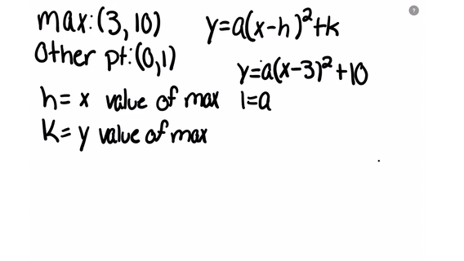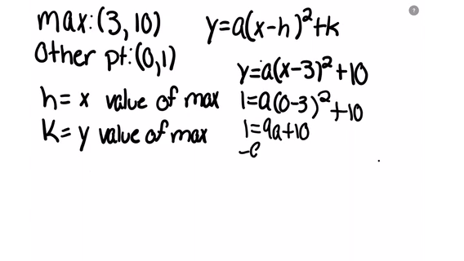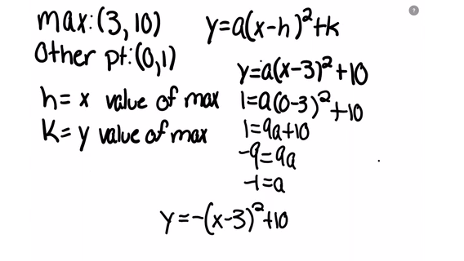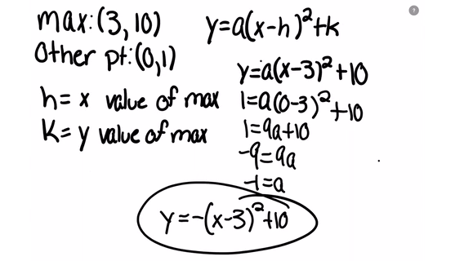Now we need to find the value of a. To do this, plug in the other point you are given. So 1 equals a parentheses 0 minus 3 squared plus 10. 1 equals 9a plus 10, and then negative 9 equals 9a. So negative 1 equals a. So our final function would look like y equals negative parentheses x minus 3 parentheses squared plus 10.